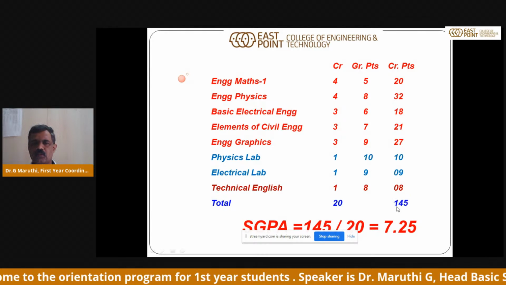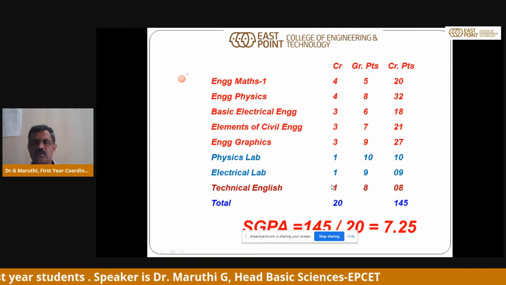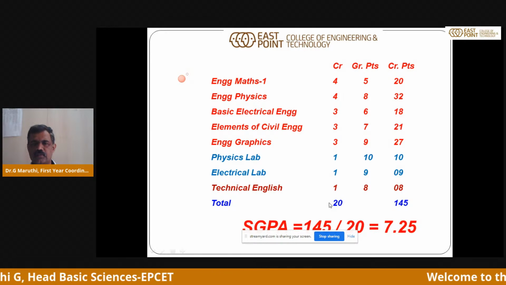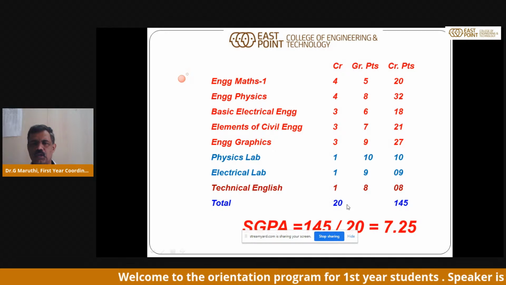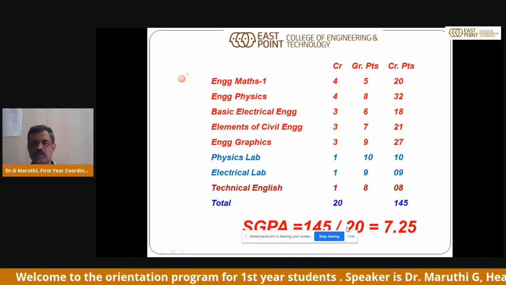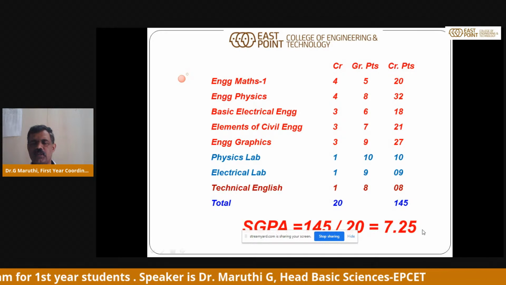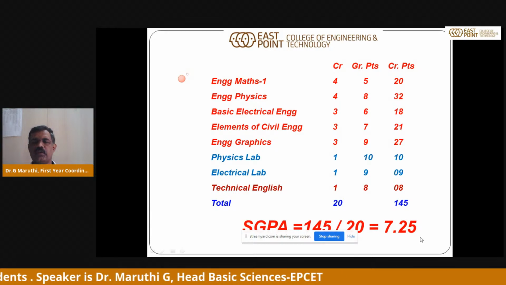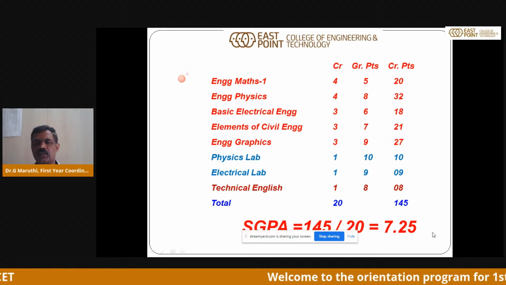Okay. This is the total credit points a student has scored. And when you add all these credits, 4 plus 4 plus 3, all this, the total credits in the first semester is 20. If you divide the ratio of total credit points and the total credits, that is 145 divided by 20, what you get is the SGPA, that is semester grade point average. Okay, it is like your percentage in the result, but it's not exactly the percentage. I will show you how to calculate the percentage.